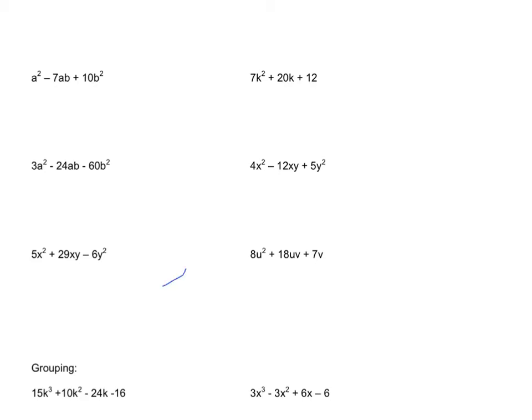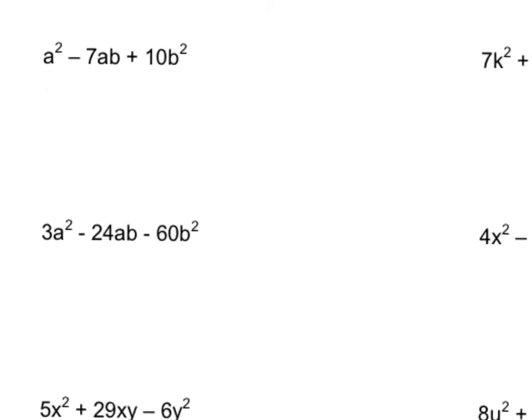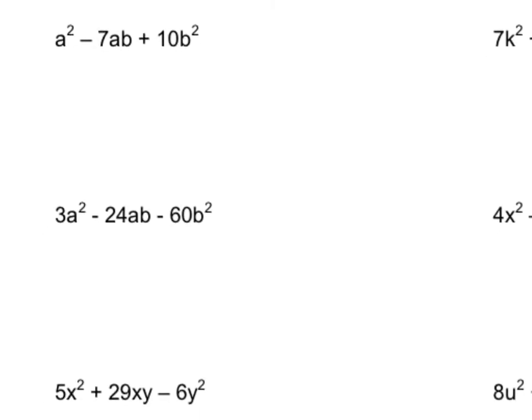A couple more examples of this. We have a trinomial with two variables again. Same scenario, approach it as if it was just a squared minus 7a plus 10. So we're looking for two numbers that have a product of 10 and a sum of negative 7. That would give us negative 5 and negative 2.